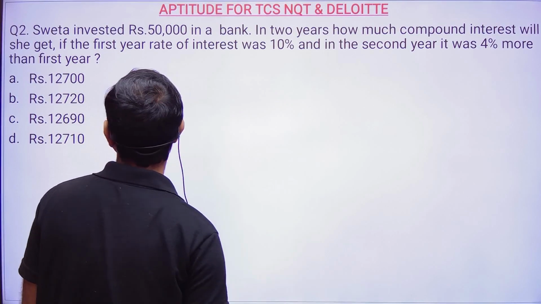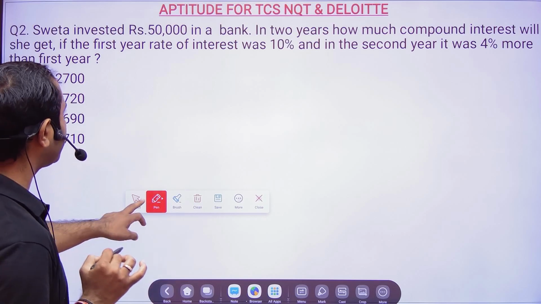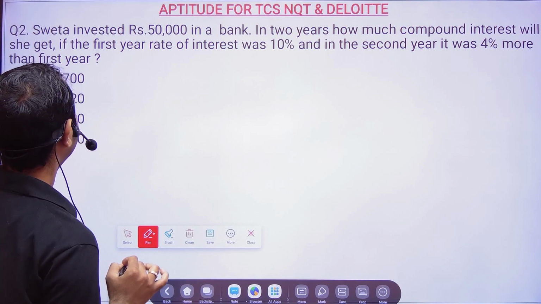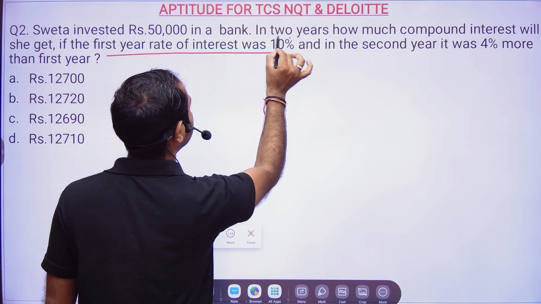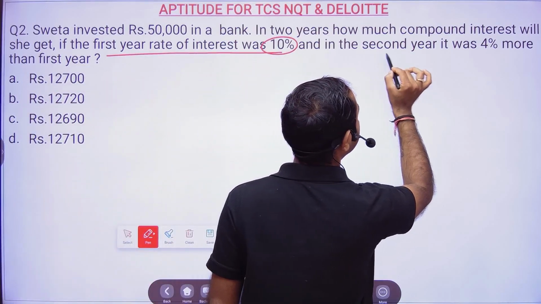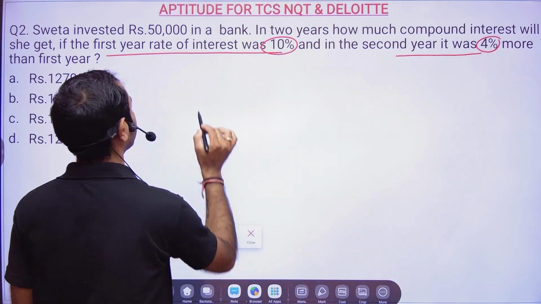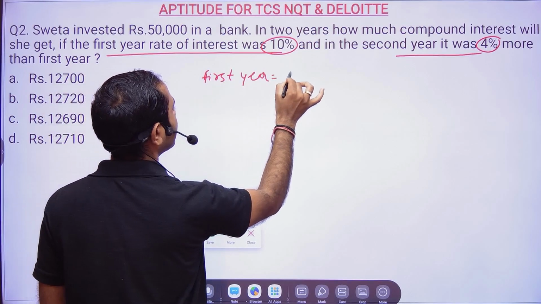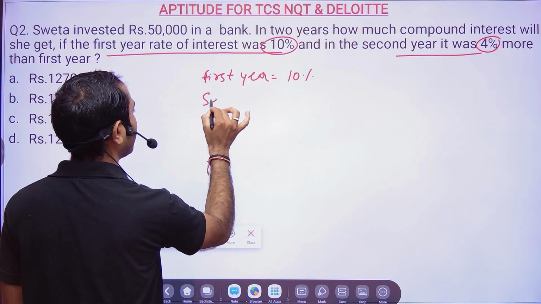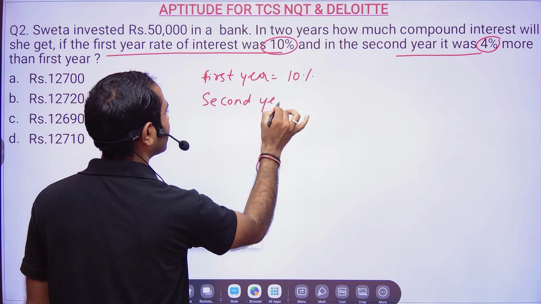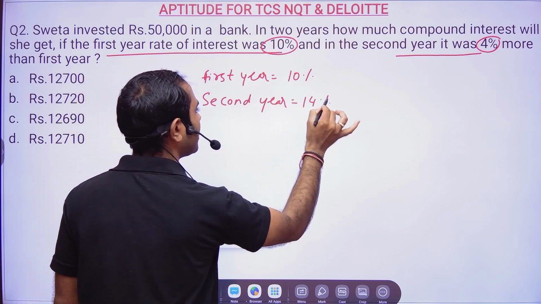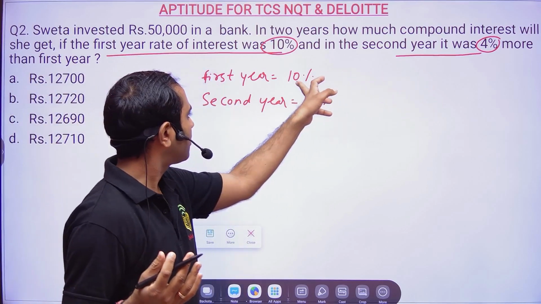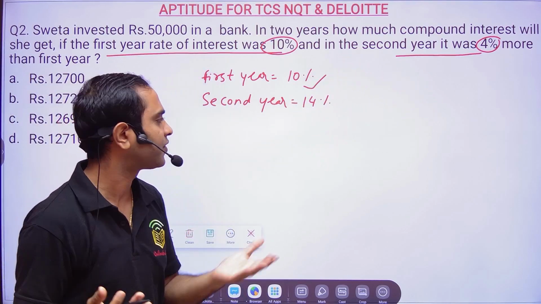Work on your basics. Now, Sweta invested rupees 50,000 in a bank. In 2 years, how much compound interest will she get if the first year rate of interest was 10% and the second year it was 4% more than the first year? That means the first year rate is 10%, and in the second year the rate is 4% more than the first year, so 14%.